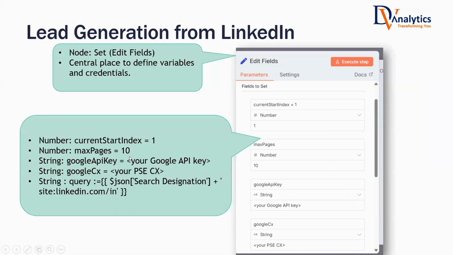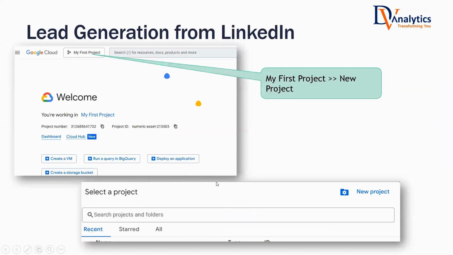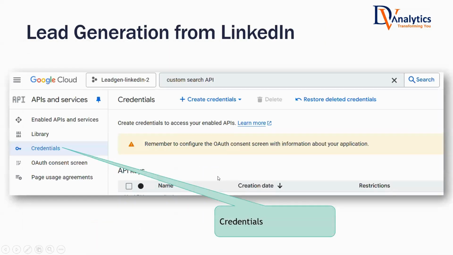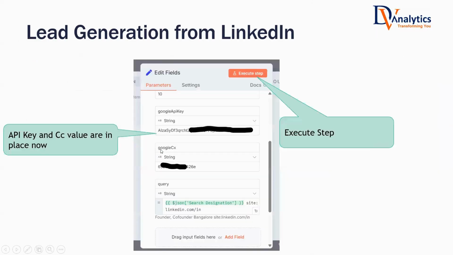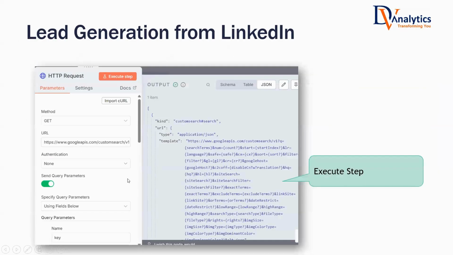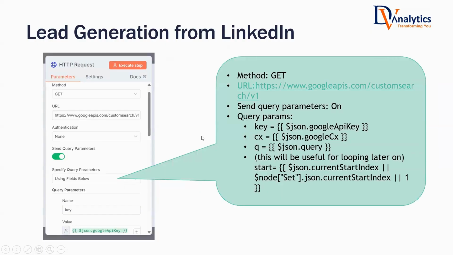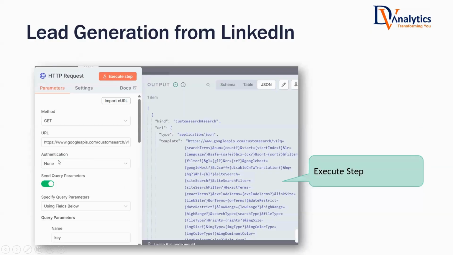So there are some API keys and then a programmable search engine that we have to create, and the search string that we have to set. Once we set all these API keys, once we send the query to Google, it will give us the result. Google search engine will give the result. We have to format those results. So we will use this HTTP request. So from Google, we get the results by using this HTTP request.